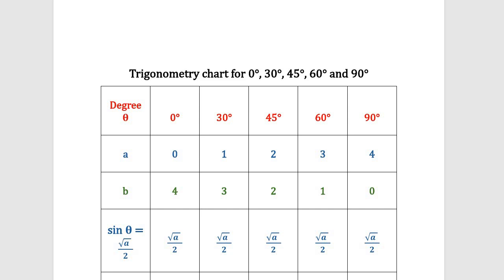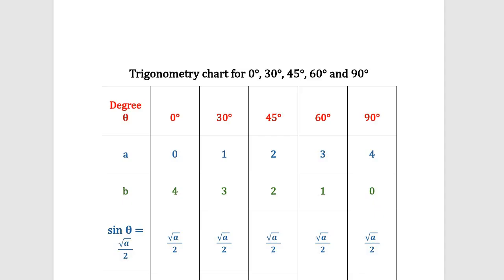In today's video, we'll see the trigonometric ratios for 0 degree, 30 degree, 45 degree, 60 degree and 90 degree. We can remember these ratios by using a chart. Let us look at the chart.